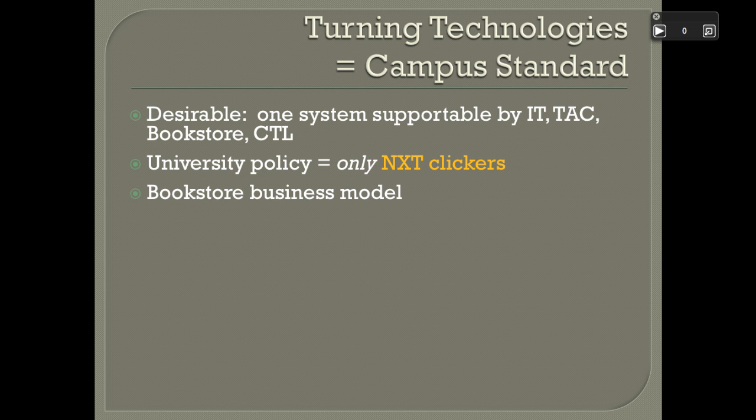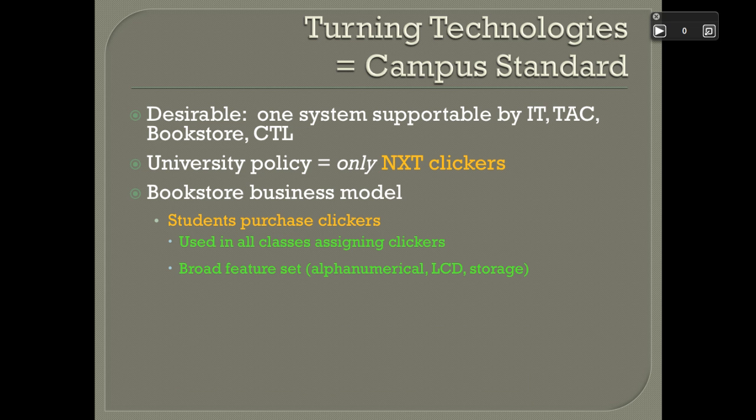We also use a bookstore business model in working with Turning. This means that students purchase clickers, in this case NXT clickers. These clickers are used in all classes assigning clickers, and students are guaranteed that their clicker will be usable in all classes assigning clickers.